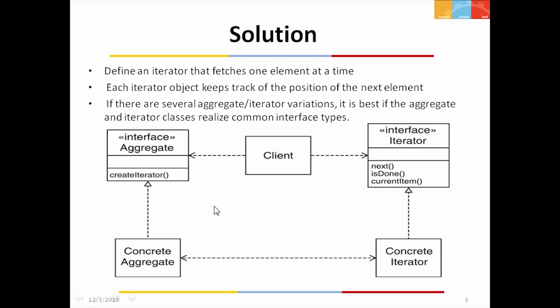and a concrete aggregate will basically create an iterator. A concrete aggregate will create an iterator. This is important. And typically the iterator would have methods like next, is done, current item. And one important method would be create iterator for this concrete aggregate.